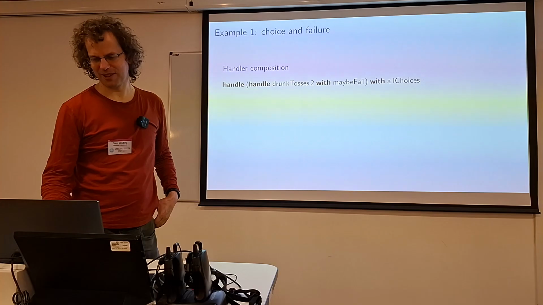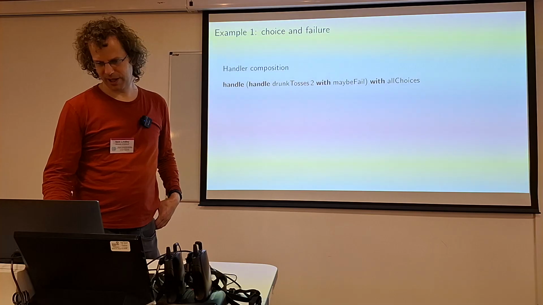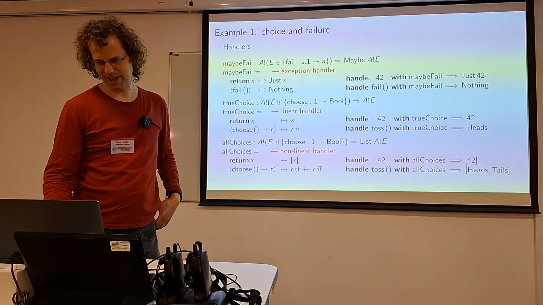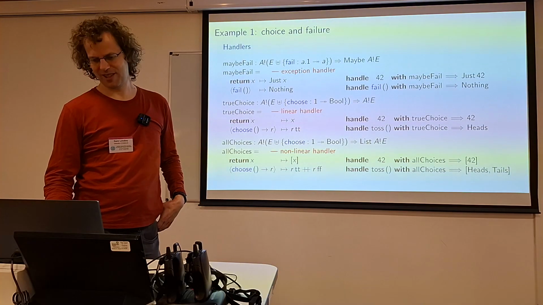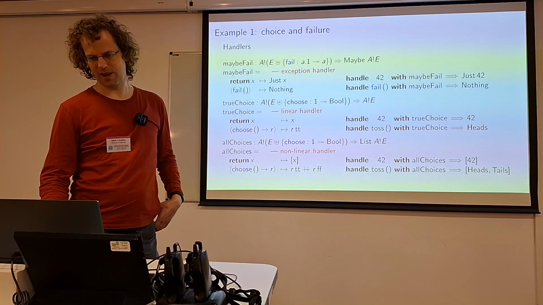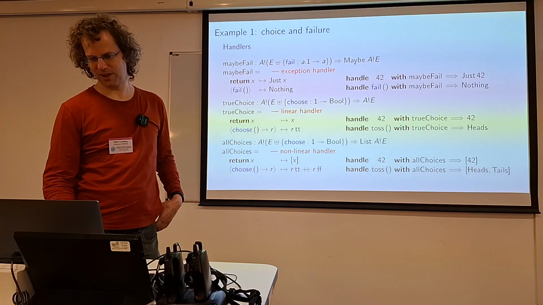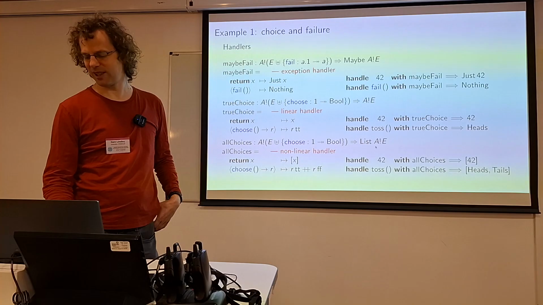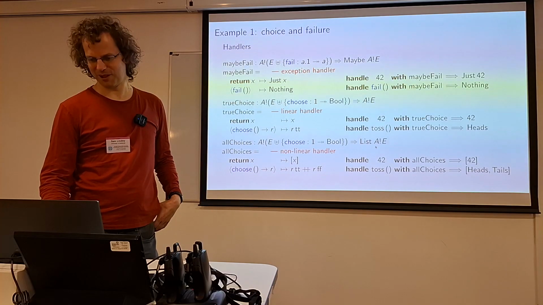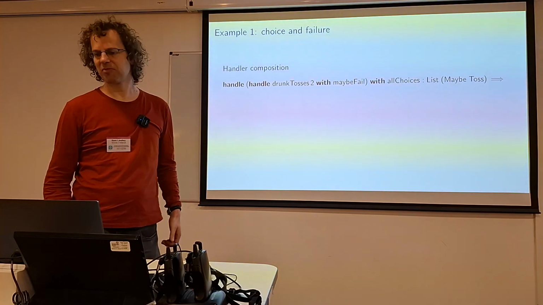First example, list of maybe, list of tosses. So maybe list of the tosses. We just compose the two handlers together. If we take handle drunk tosses with maybe fail, what does maybe fail do? So what does drunk tosses do first? It returns a list of tosses. Maybe fail, that's going to take the list of tosses and turn that into a maybe list of tosses. And then we're applying all choices, so it's going to turn that into a list of maybe list of tosses.